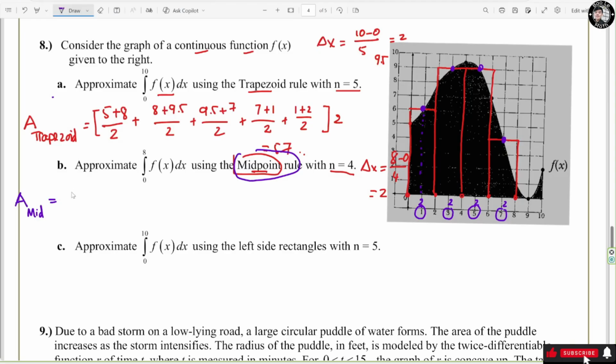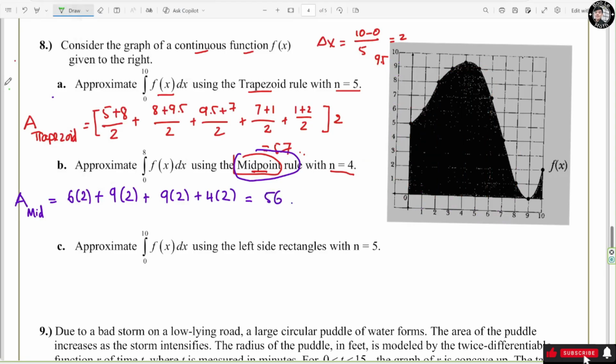So f of 1 equals 6 right here, right? So you have 6 times 2 plus f of 3 equals 9 right here. 9 times 2 plus f of 5 equals 9. So it's going to be 9 times 2 plus f of 7 equals 4 right here. So 4 times 2 equals 56.